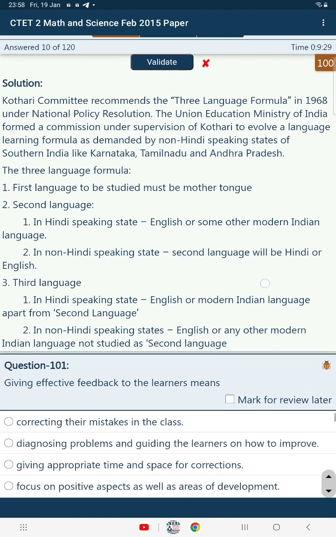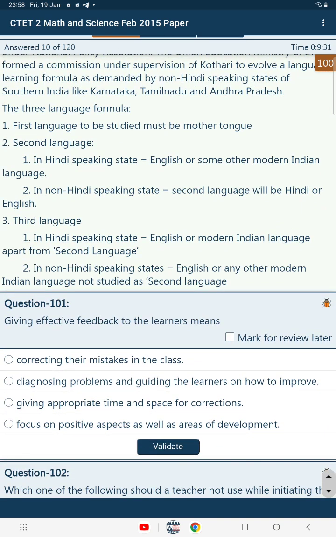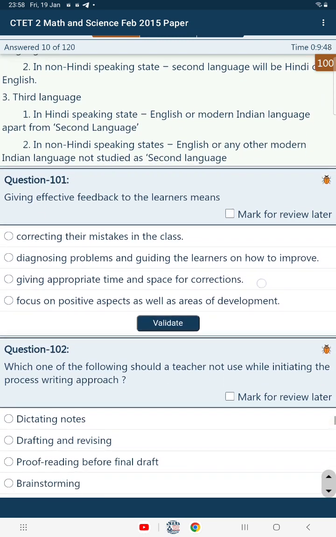The first language to be studied must be the mother tongue. Second language: in Hindi speaking states, English or some other modern Indian language. In non-Hindi states, the second language will be Hindi or English. Hindi, modern Indian one. Okay.